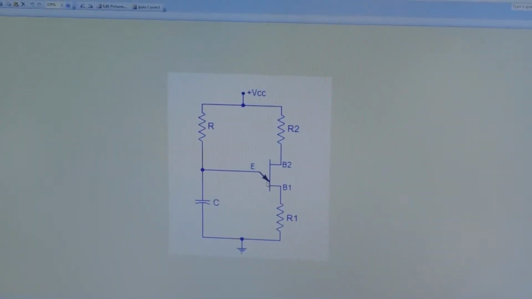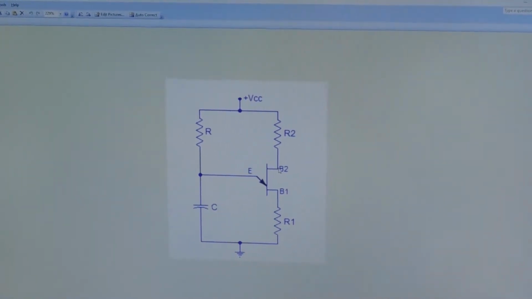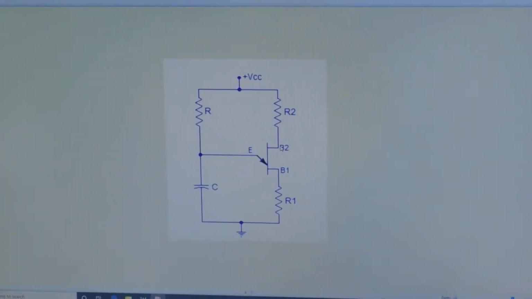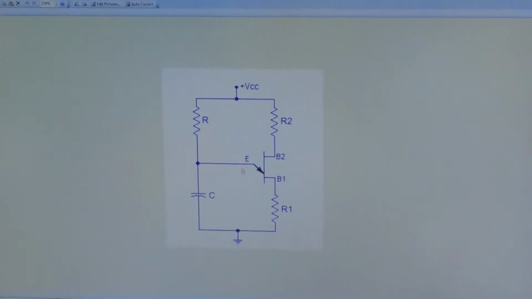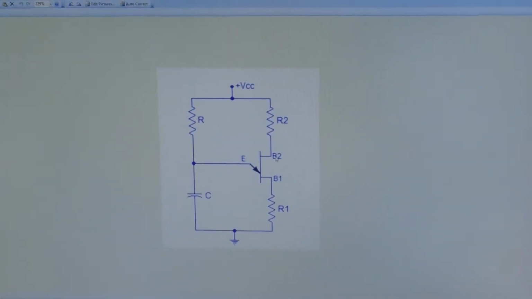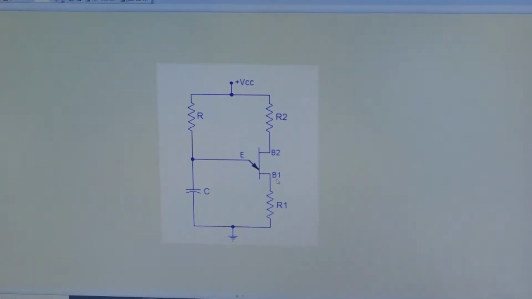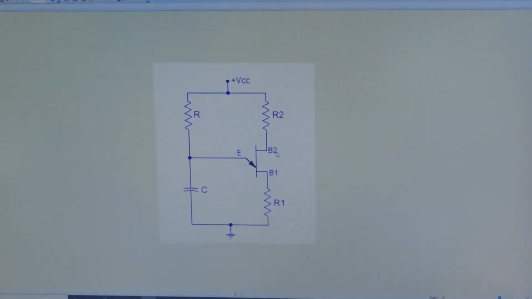Here we have an emitter terminal. For a transistor you have emitter, base and collector, but for this you have only an emitter terminal and the other two terminals are bases. So here you can say this is base B1 and this is another terminal, base B2.